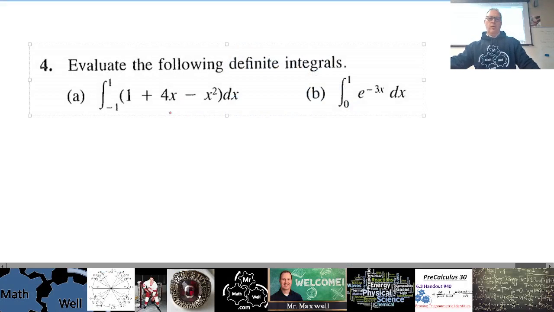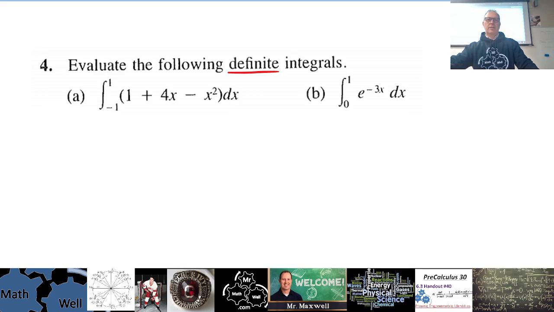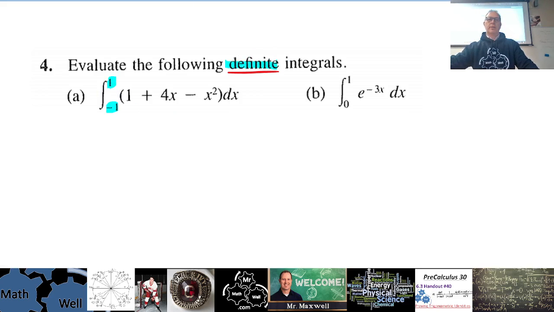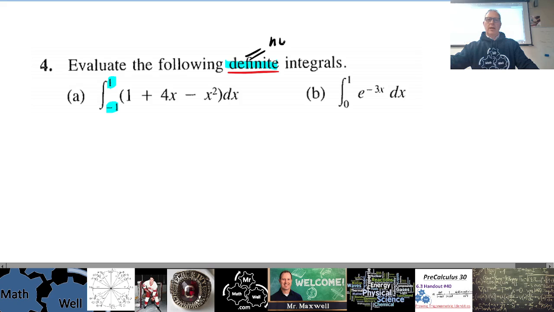All right, so 4a, we're looking at definite integrals. It's a definite integral when you have limits of integration. So that means we're going to have a number answer, right? So this is going to be a number answer. And so it's a polynomial, so that's great. That means we can take each term individually and find the antiderivative of each term and add and subtract accordingly. So we can go ahead straight and do that.